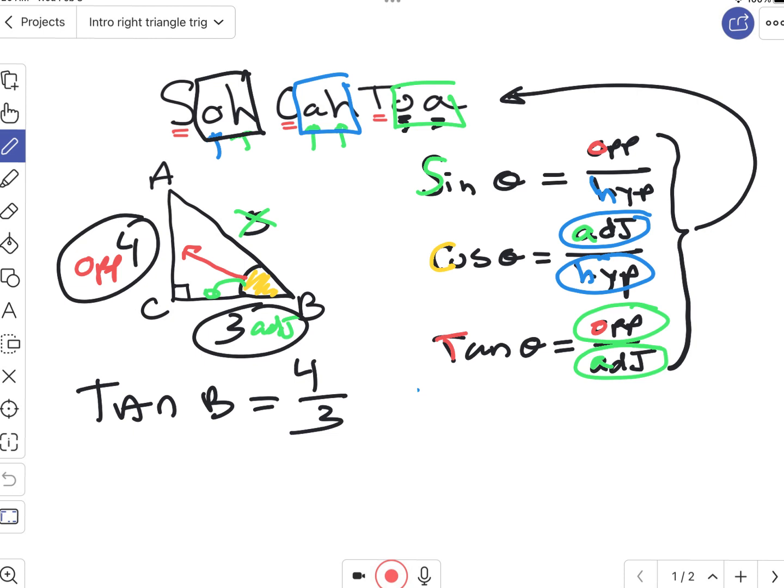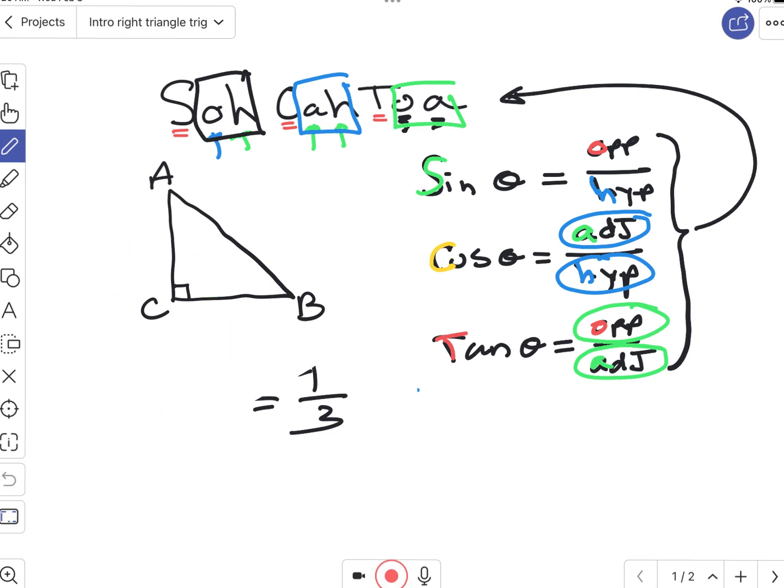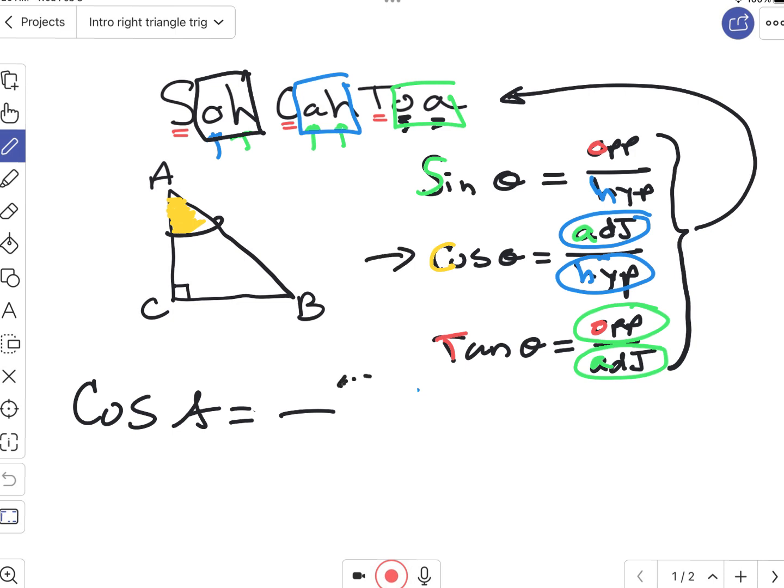We could do it all over again, and I won't do all of them. But what if I say to find the cosine of angle A? So doesn't that mean we're referring to angle A? And wouldn't we go and say we're looking at cosine? Therefore, doesn't the adjacent side of angle A go in the numerator? And the hypotenuse go on the denominator?